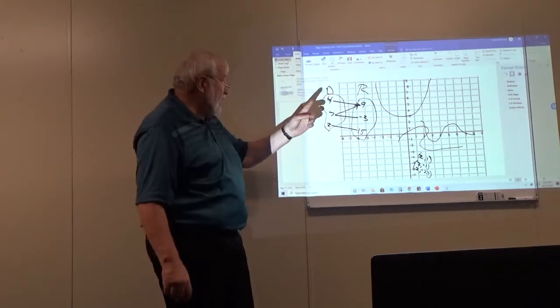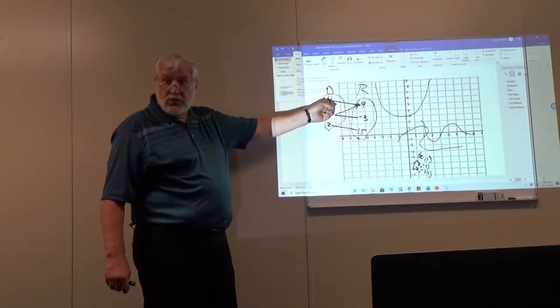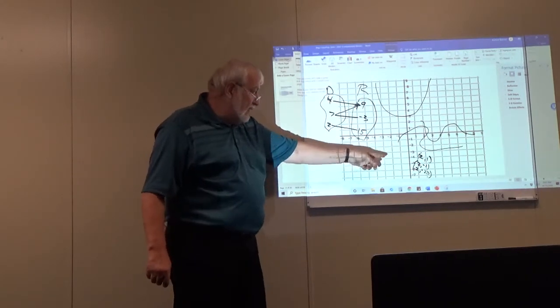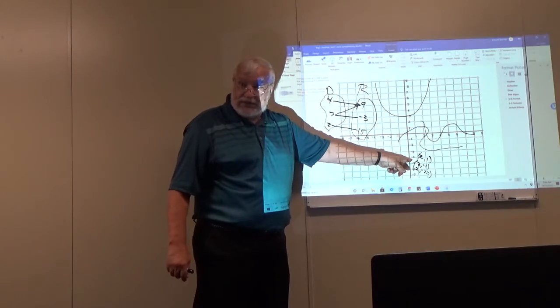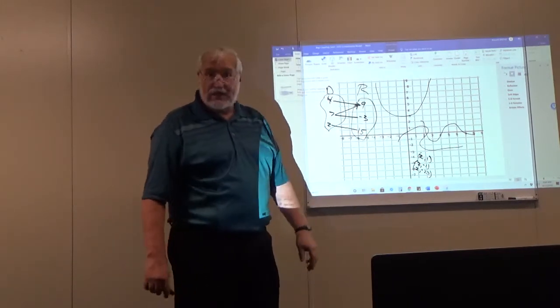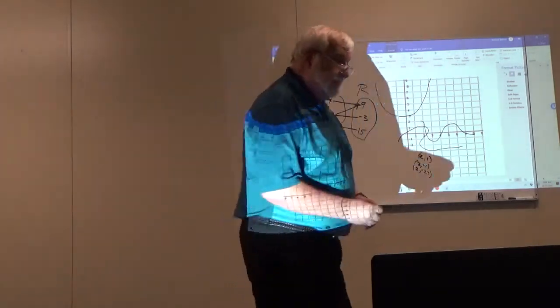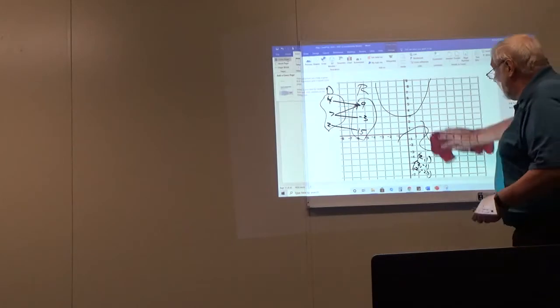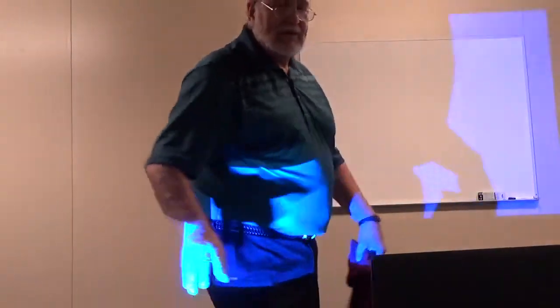Okay, first one: 1 line leaving on the map. Second thing, in a list of points, no repeats of the x. And the third thing, the graph passes the vertical line test. Okay? Right now, that takes care of the function part.